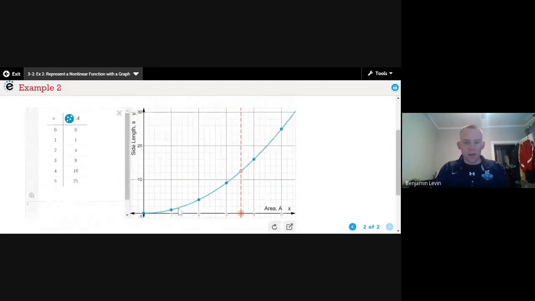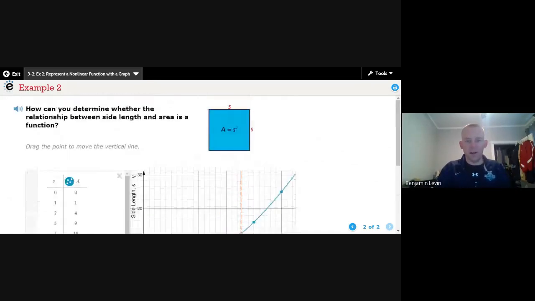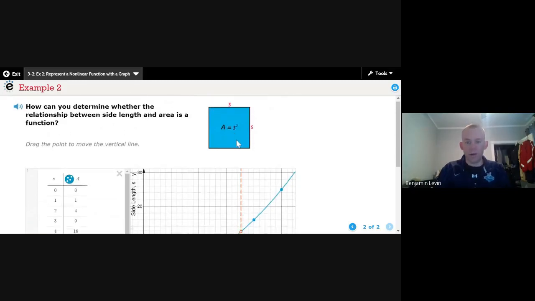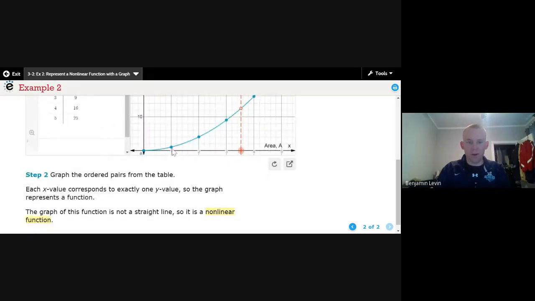So now it's plotting these points, right? It graphed them. When the side length is 1, obviously in a square, all sides are the same. So the area is length times width, right? Area is length times width. So if it's 1, it's 1 times 1, which is 1. So when the side length is 1, the area is 1.